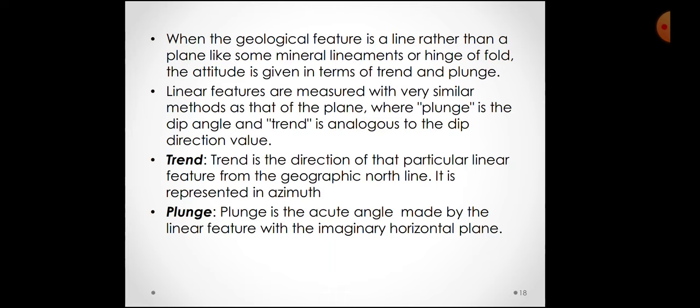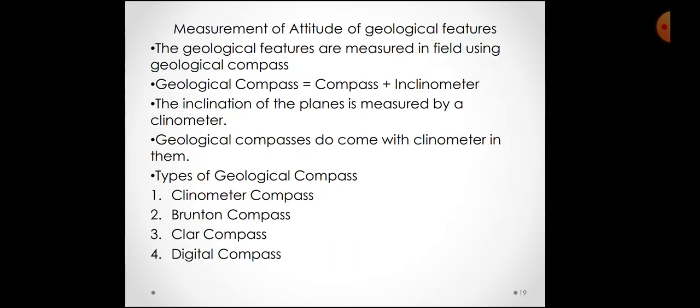Trend is the direction of that particular linear feature from the geographic north line. It is represented in azimuth. Plunge is the acute angle made by the linear feature with the imaginary horizontal plane.